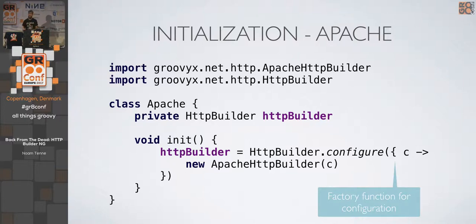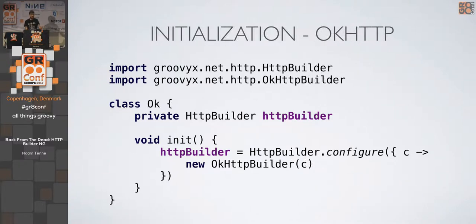But all sorts of configurations can go on in here, because basically the closure receives a configuration object, which you pass on to the implementation, but you can still play around with this object, inspect it, do whatever you like with it. It's all open still. And OKHTTP, exactly the same, just modification of one word instead of Apache, OKHTTP.